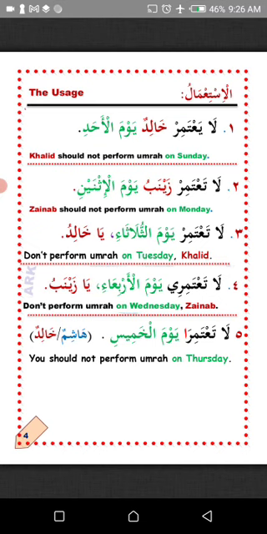أربعة, number four. لا تعتمري يوم الأربعاء يا زينب. لا تعتمري يوم الأربعاء. Don't perform umrah on Wednesday, يا زينب. خمسة, number five. لا تعتمر يوم الخميس. لا تعتمر. You should not perform umrah, talking to Hashim and Khalid, يوم الخميس, on Thursday. La'alaka fahimt? I hope you understand.